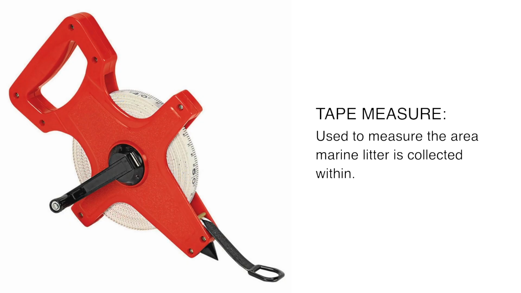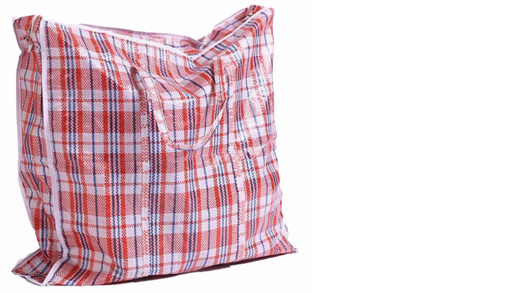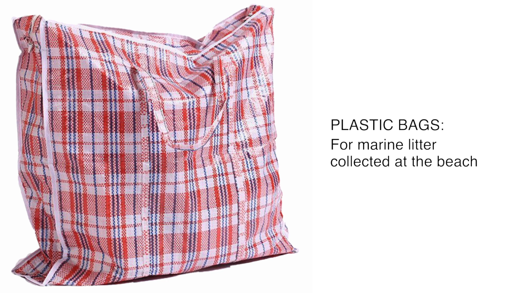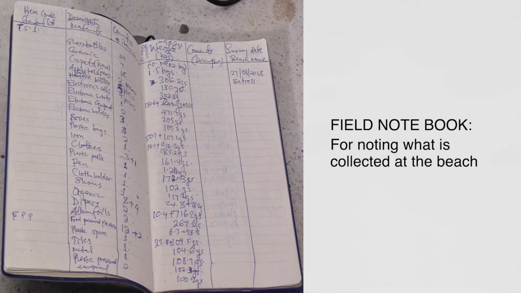Before going to collect marine litters, you have to prepare the equipment. The first thing you have to prepare is a tape measure, which is used for measuring the distance for collecting marine litters. Another thing you have to prepare is plastic bags, which are used for putting the marine litters collected at the beach, and you must also have a field notebook for noting what is happening at the beaches.